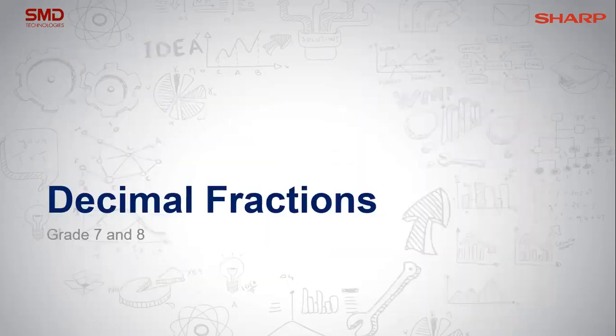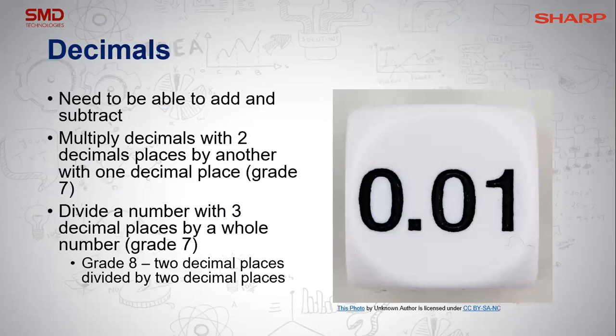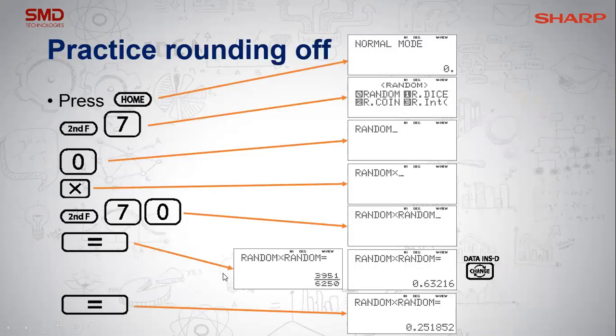So great, you'll see that I've just put who's covering what topics. So grade 7 and 8 we'll be doing decimals in term 2. Okay, so they need to be able to add and subtract decimals. You need to be able to multiply decimals with 2 decimal places by another one with 1 decimal place. And then, of course, divide a number with 3 decimal places by a whole number. And in grade 8, that changes to 2 decimal places divided by 2 decimal places.